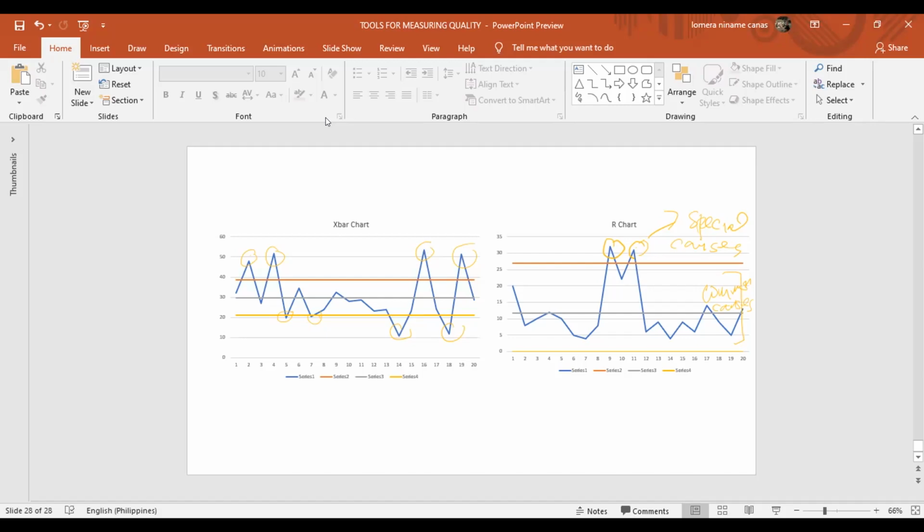Okay, so that ends my presentation on the X bar R chart and X bar S chart. Thank you for your participation in answering the exercises that we had this afternoon in this discussion. If you have concerns or questions or points of clarification, I guess we still have time to clear everything.